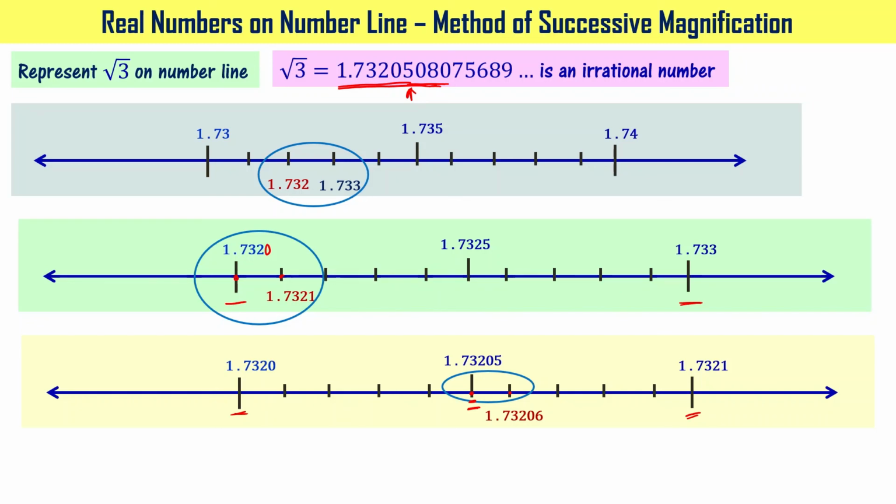But to understand the method, what we have to do is we have to zoom, or we have to magnify certain part of number line so that you can further proceed with representing finer and finer details of the given real number. Got it?